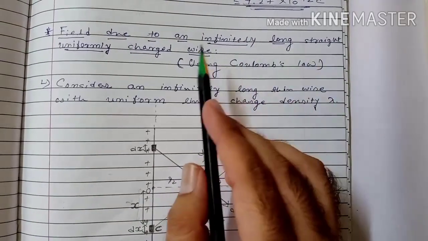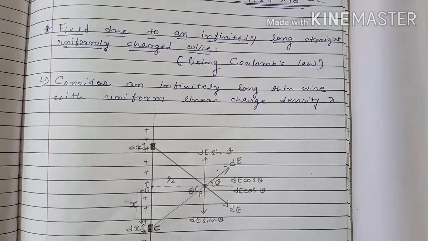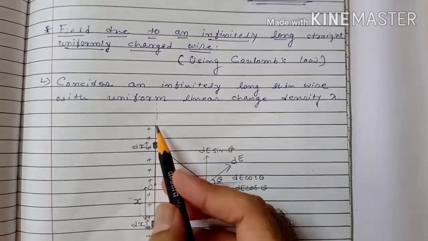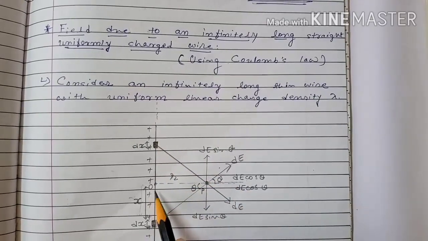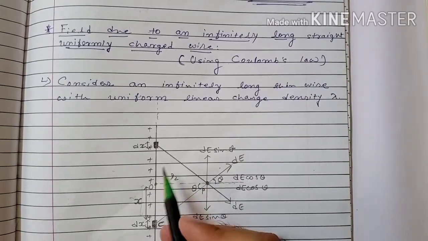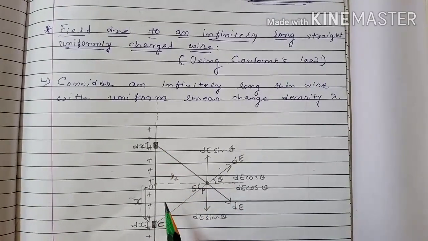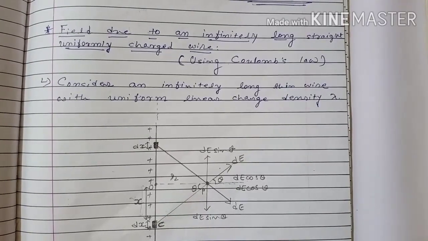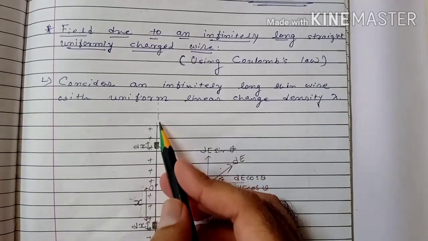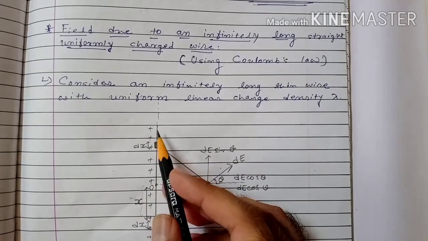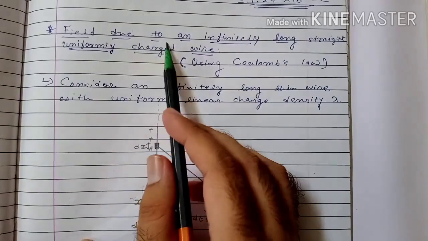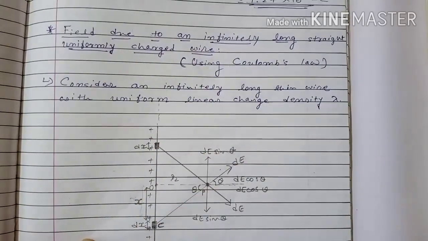Here infinitely long straight wire means what? Here we don't have to take too much long wire. We have to consider one wire and find the electric field at some distance r, for which the length of the wire should be much greater than this distance r. If the total length of the wire is much greater than r, then this wire can be considered as very long, infinitely long wire. Okay. And we have to find a field due to an infinitely long straight uniformly charged wire.